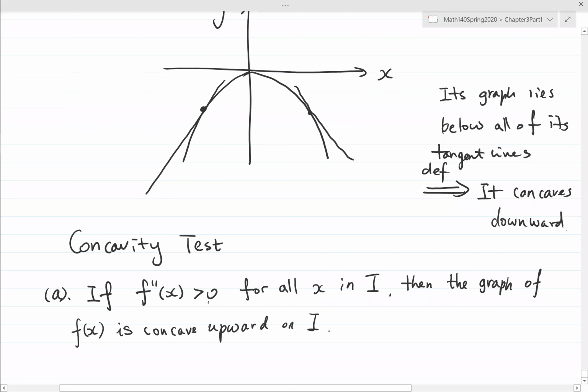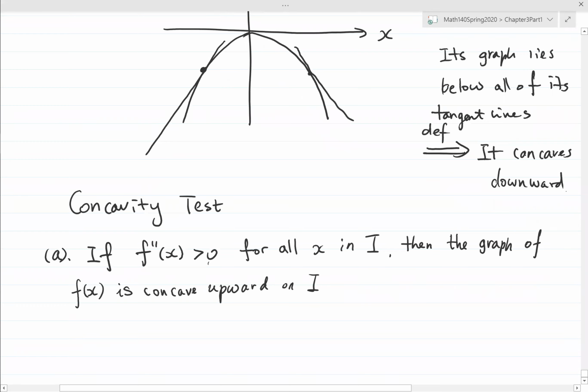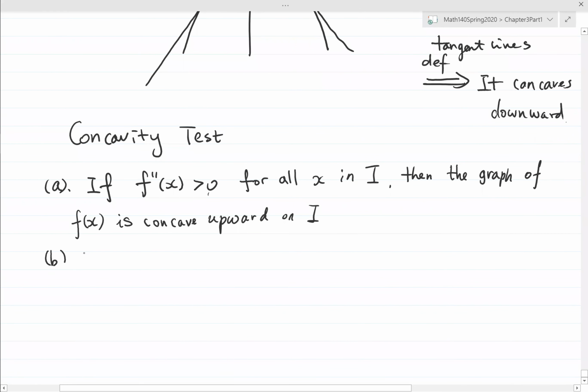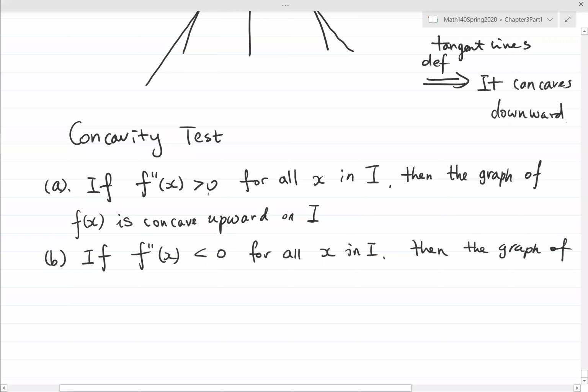Now part B, if the second derivative is negative for all x in an interval I, then the graph of f is concave downward.